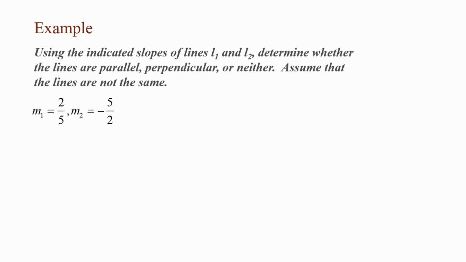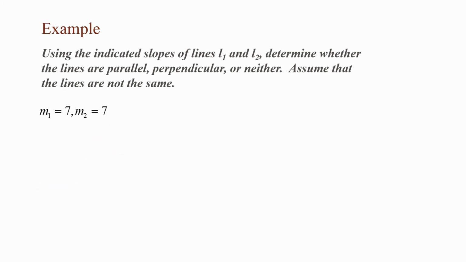In this example, we'll be using the indicated slopes of L1 and L2 to determine whether the lines are parallel, perpendicular, or neither. We're assuming that L1 and L2 are distinct lines. The first thing that we notice, M1 is 2/5 and M2 is -5 over 2. So they are not the same. We can rule out parallel. If I were to take the 2/5, flip it, change it from positive to negative, I want to verify that that is M2. So I can say that the lines are perpendicular. I can also take 2/5 times -5 over 2, multiply them together to get -10 over 10, which is -1.